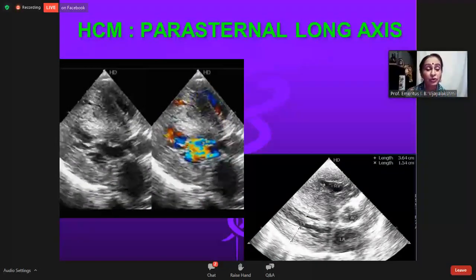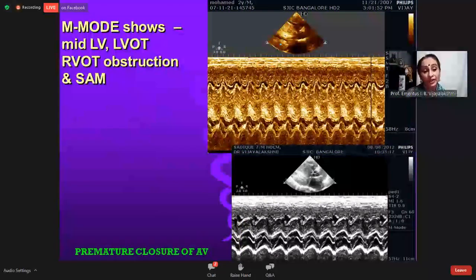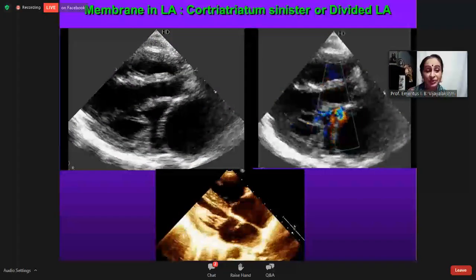Then in hypertrophic obstructive cardiomyopathy, the speckled appearance of the septum as well as the SAM can be made out. And here, especially when you take the M-mode, the SAM is very nicely seen, and premature closure of the aortic valve. You can see how it is fluttering and closing. Normally we have the box, and here it is the premature contraction. This is the typical hypertrophic obstructive cardiomyopathy.